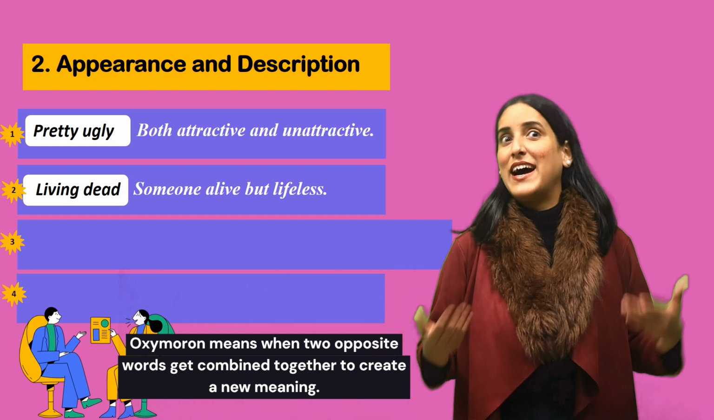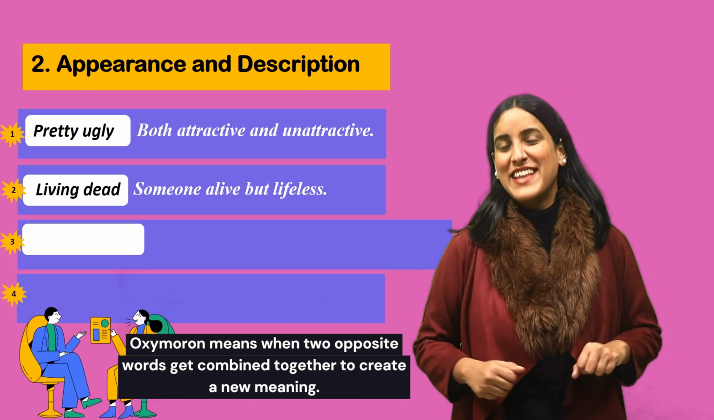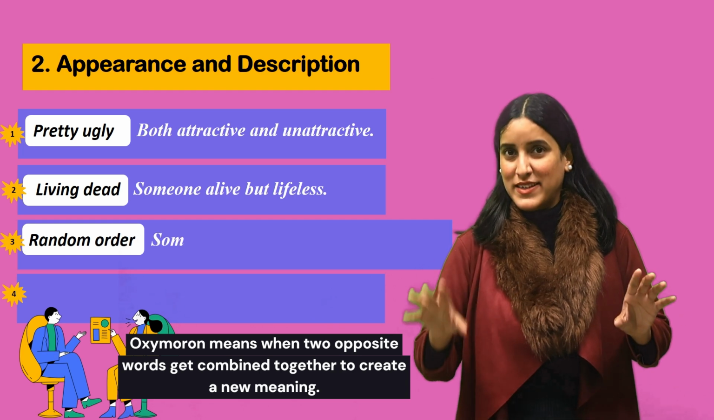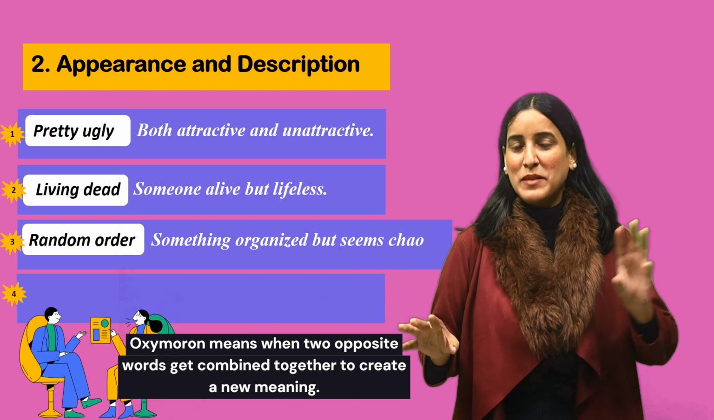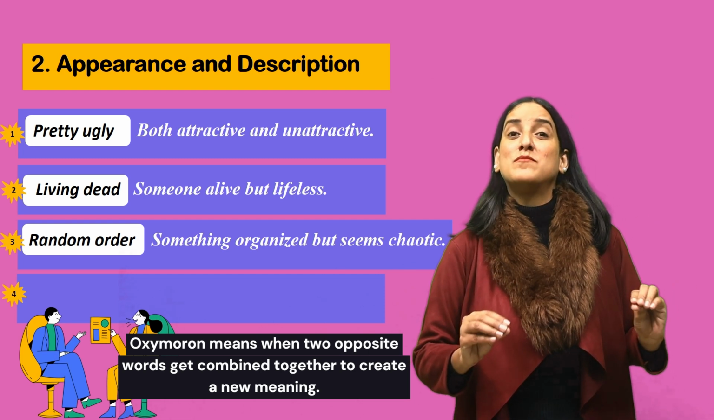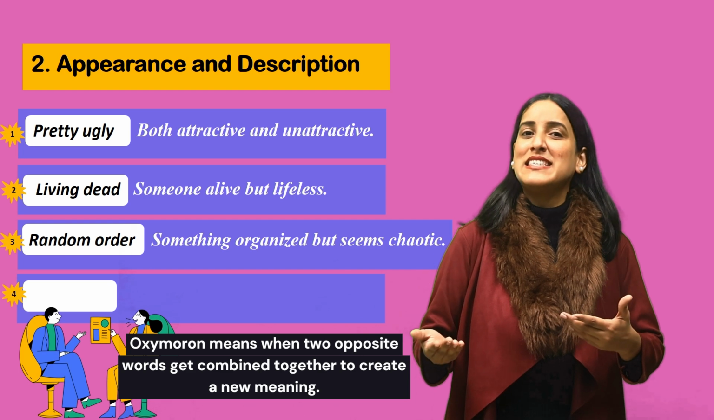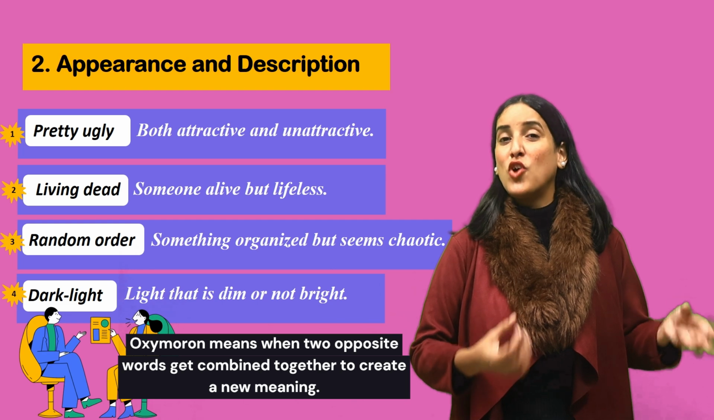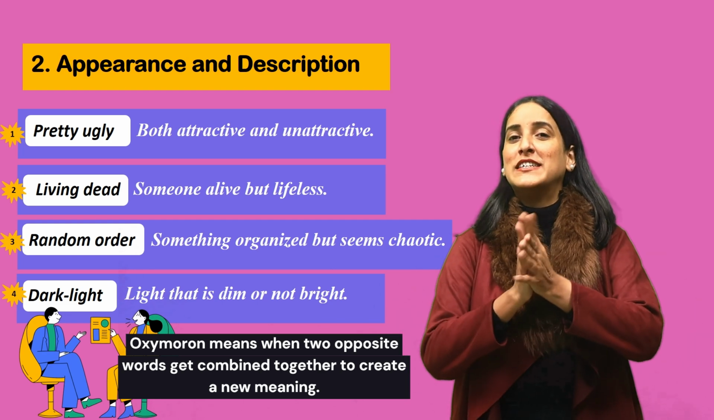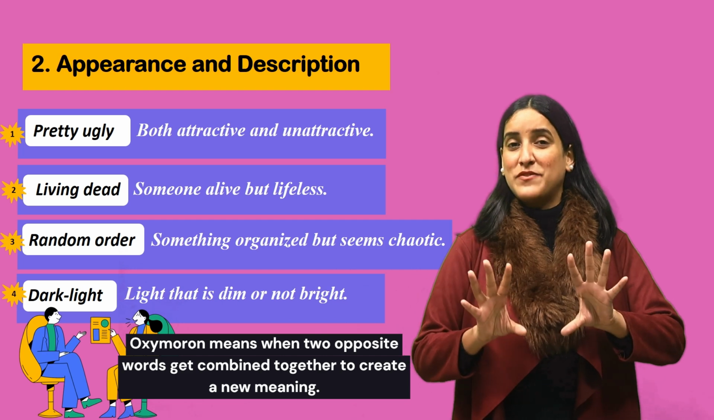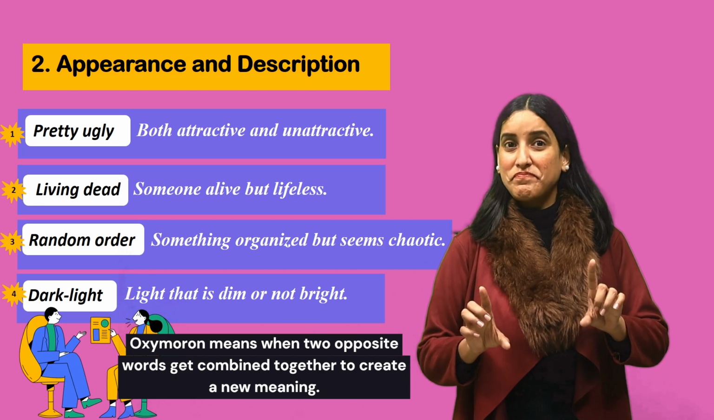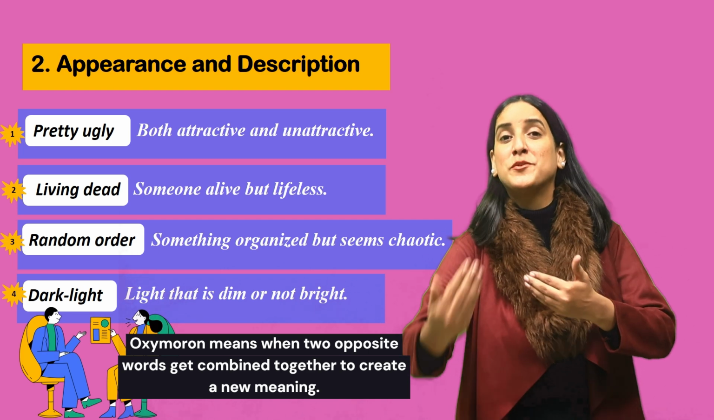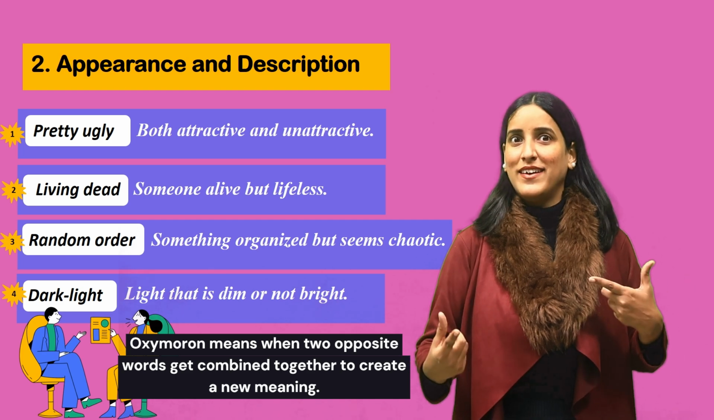Let's use this in an example for ourselves. After working all night, I felt like the living dead. Yes, the third one being random order, which means something organized but chaotic at the same time. For example, the books on the shelf were placed in random order, yet he found them easily. The last one being dark light, which means light that is dim or not very bright. For example, the dark light in the room gave it a mysterious vibe, right? So I hope you saw how these contradictory words, when we combine them, give a separate meaning and actually make us think.